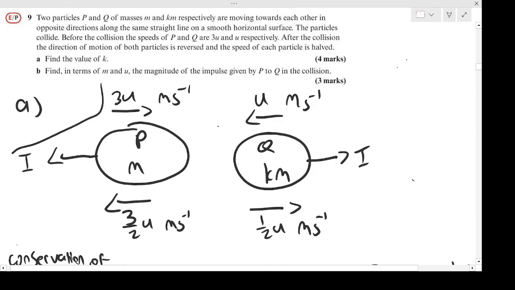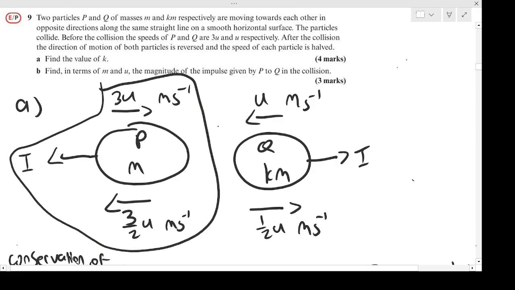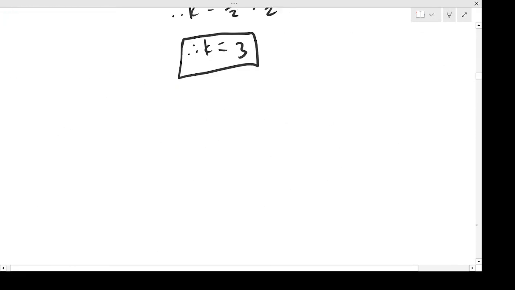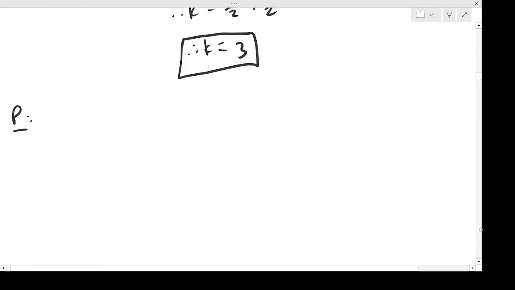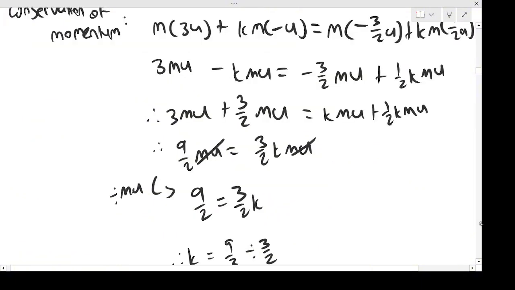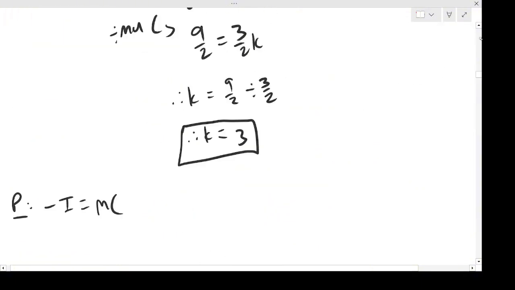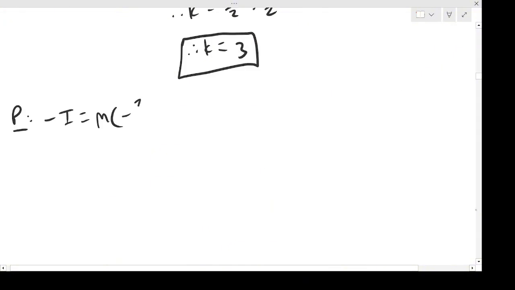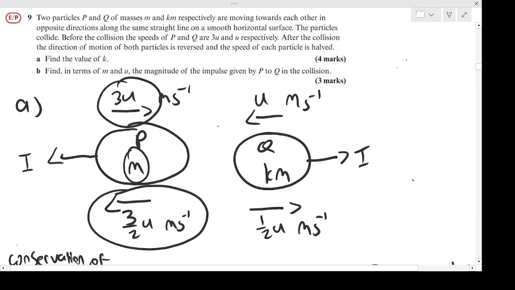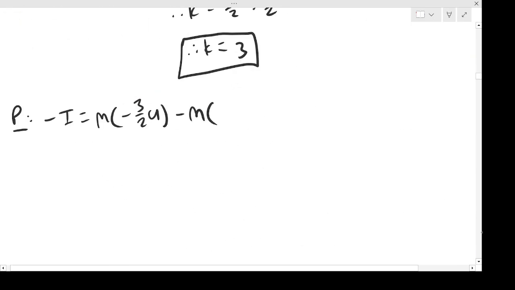So let's just say I consider P instead. I don't have to do Q. I'll get the same answer anyway. So if I consider P, I have the impulse, but that impulse is going in the negative direction, so it's minus I. It's going to be mv take away mu. The mass is m, lots of v, so the velocity afterwards is 3 over 2u, but that's also going in the negative direction, so it's minus 3 over 2u. Take away m lots of u, the initial speed, which is 3u. Hopefully happy with that.